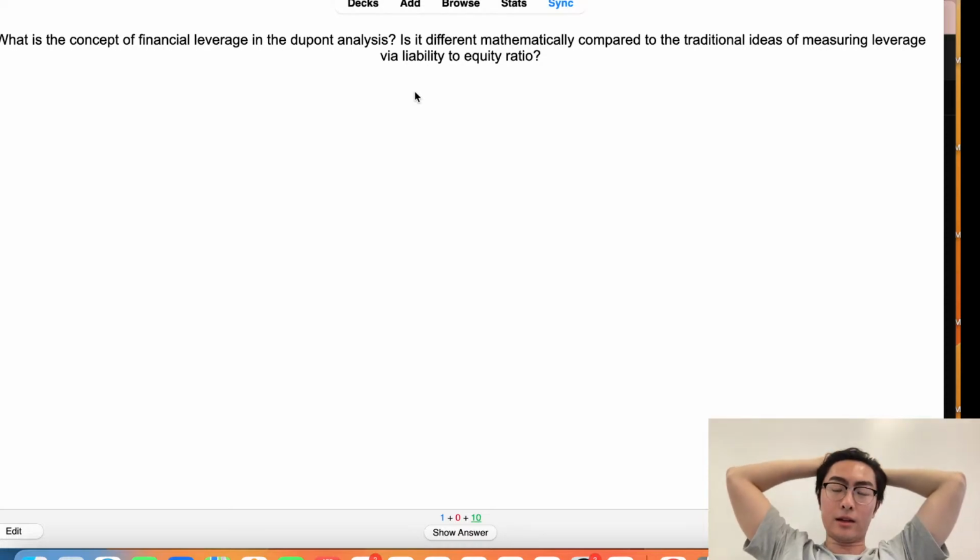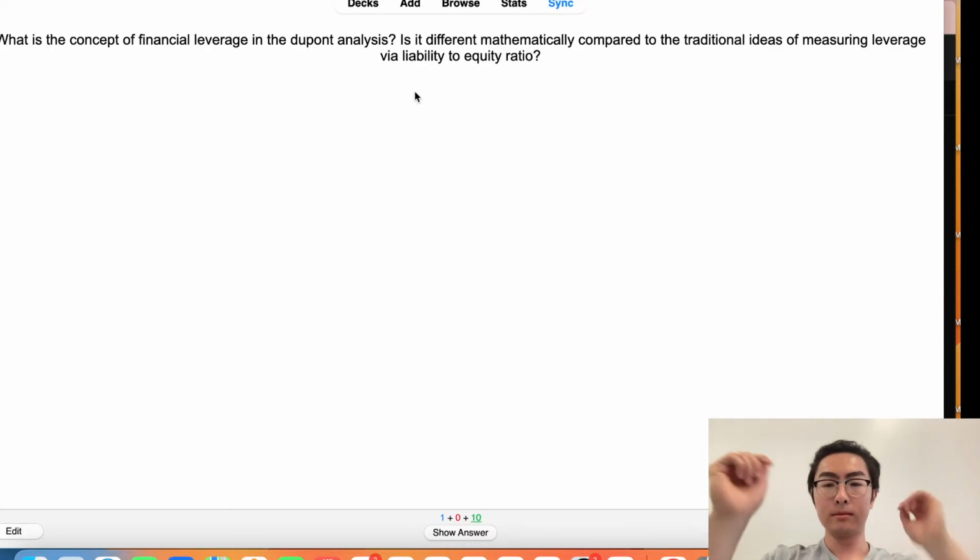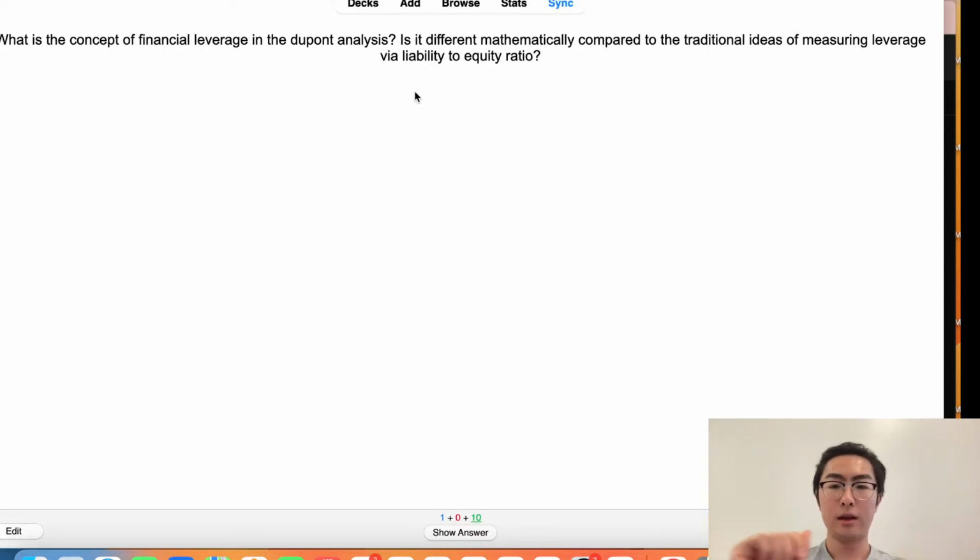And it comes from the fact that if you were to take the average total assets, that's equal to the average total liabilities divided by average common equity plus average common equity over average common equity. So that just goes to 1. So really all it is in terms of the math, it's the liability to equity ratio plus 1.